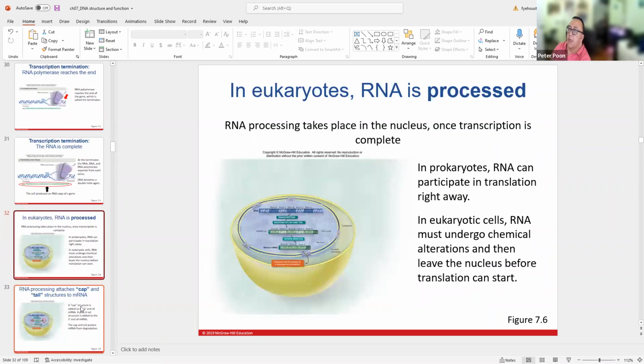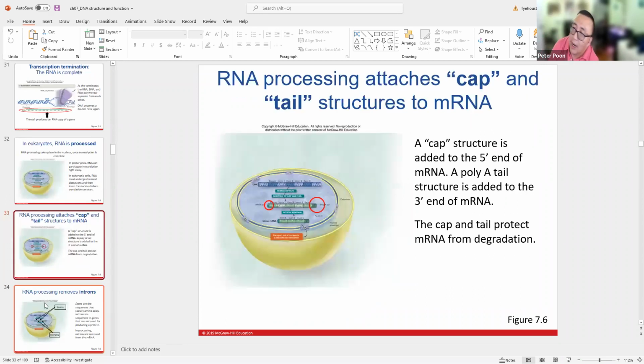In eukaryotes, the RNA is processed. We need to add some processing to it. So let's start with what the processing is. First of all, RNA processing attaches a cap and a tail. You have a 5' cap and something called a poly A tail.